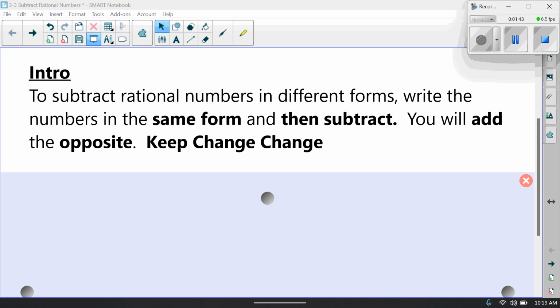All right, so to subtract rational numbers in different forms, we want to write the numbers in the same form and then subtract. And then you will add the opposite. And that's the reminder, keep, change. Okay? So you keep the first number the same. The subtraction changes to addition, and then the second number changes to the opposite. So if it's a positive, change to a negative. If it's a negative, it changes to a positive.